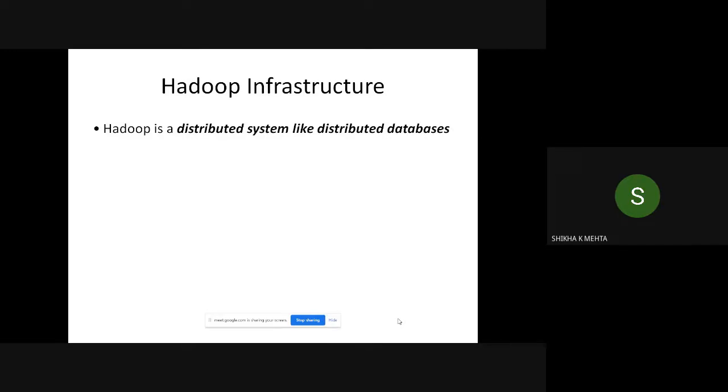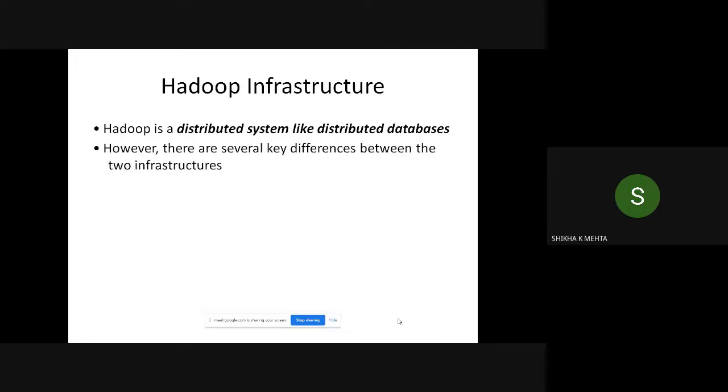So we say that Hadoop is a distributed system. Before moving ahead, we have to understand how the infrastructure of Hadoop is different from distributed databases. Nowadays we have distributed databases, also known as cloud databases, right? You can say MongoDB, Cassandra, NuoDB, all these are distributed databases. So once we have the distributed databases, how is the Hadoop infrastructure or Hadoop distributed file system related to that, or how is it different from that?